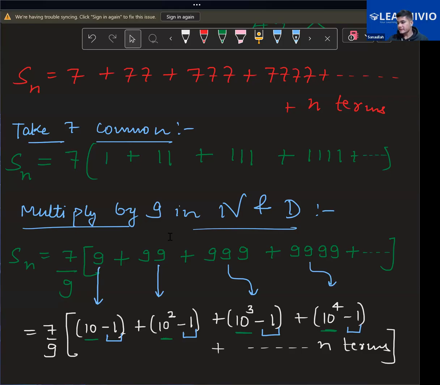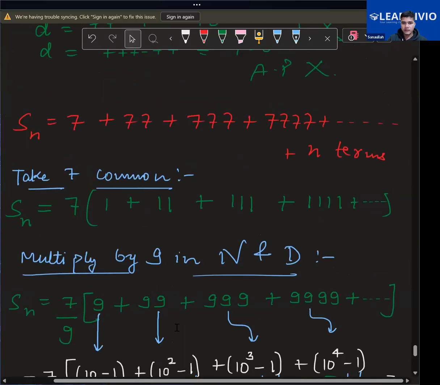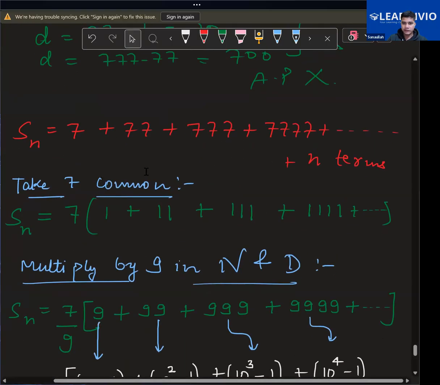Okay, so this is from my side. This is a very important question. In this question, you have to learn only 2 or 3 steps. After that, you have to solve the same thing that you used to solve in geometric progression. What was the first step? First of all, you have to take 7 common.